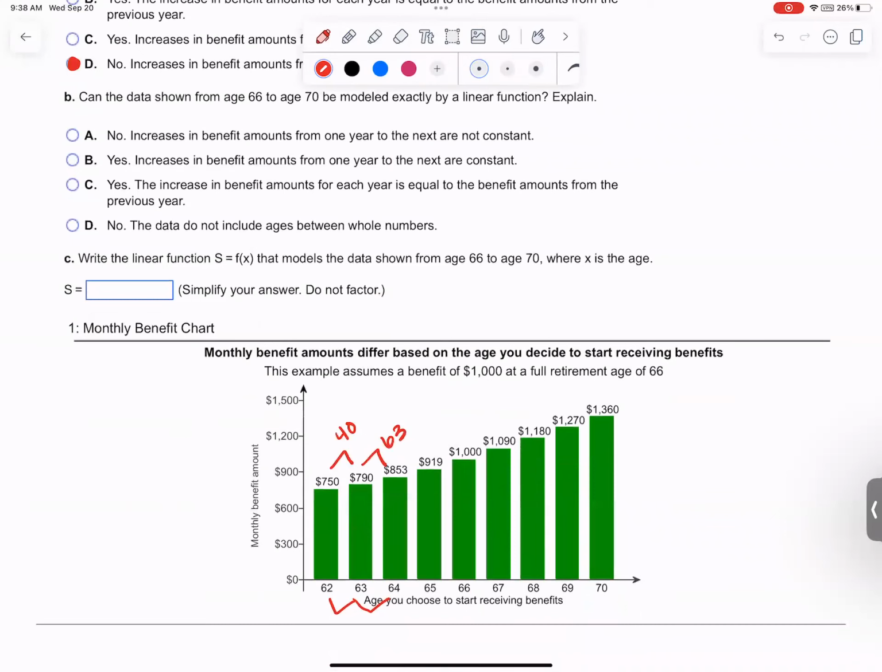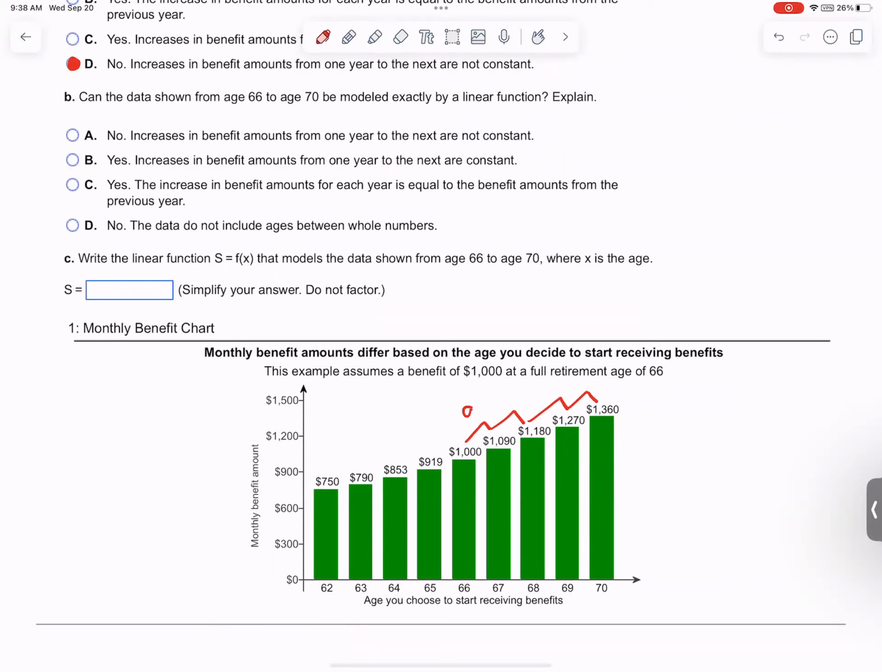Explain. So now let's just look at 66 to 70. Okay, so what do we got?